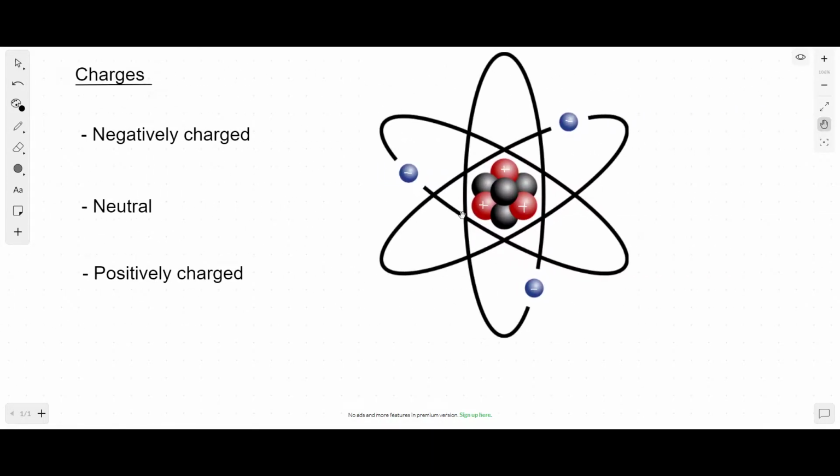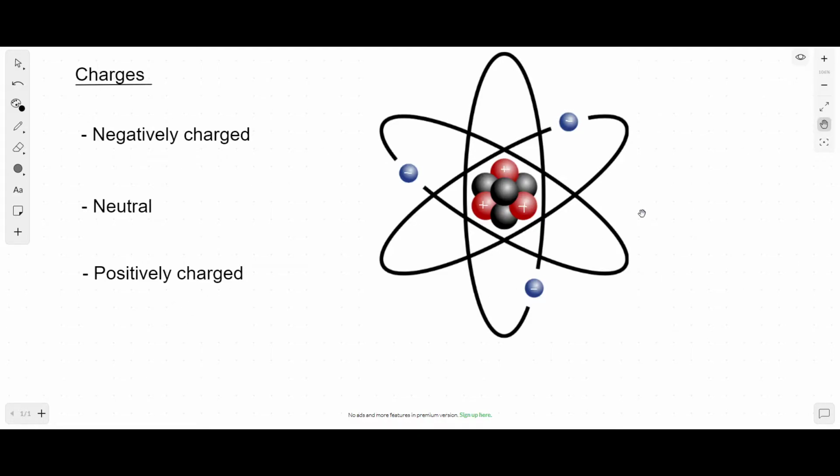Now first, let's talk about charges. Atoms can be negatively charged, neutral, or positively charged depending on how many electrons they have and how many protons they have. The atom you have in front of you has 3 electrons and 3 protons. Therefore, this atom is a neutral atom because it has as many electrons as it does protons. If it had more electrons, it would be considered negatively charged. And if it had more protons than electrons, then it would be considered positively charged.